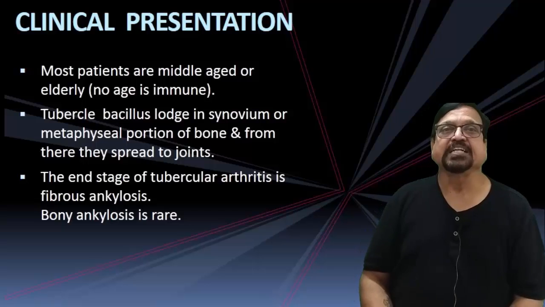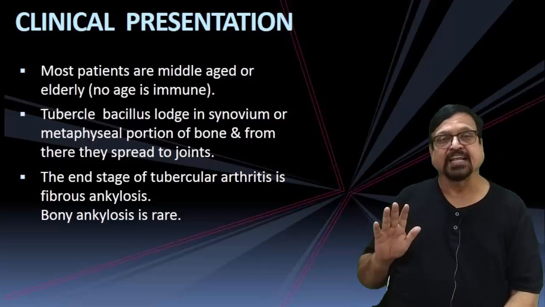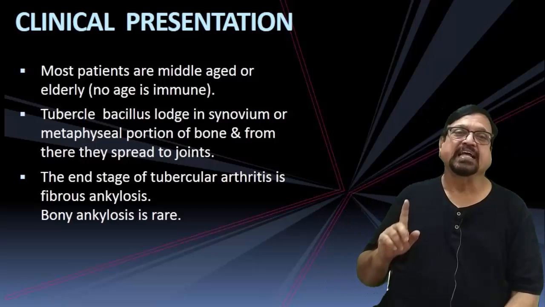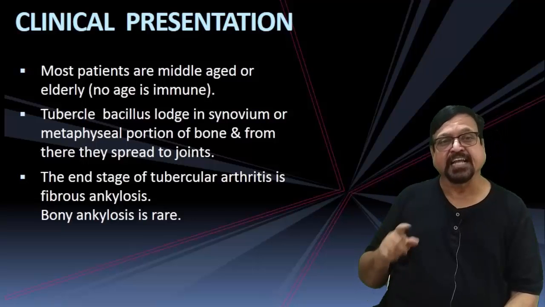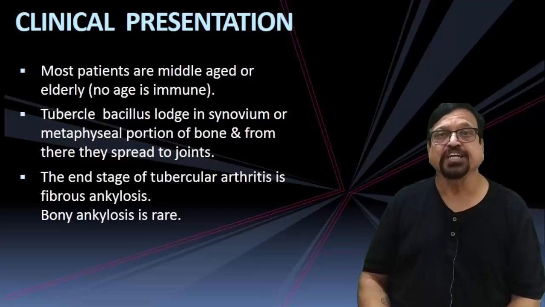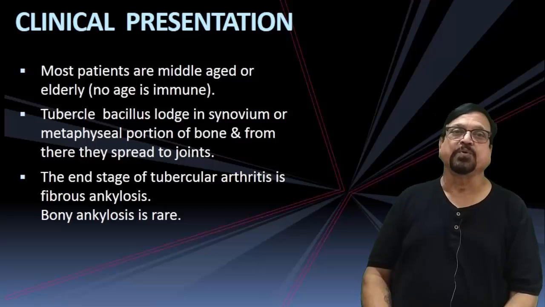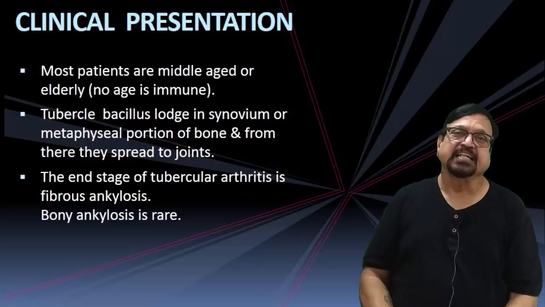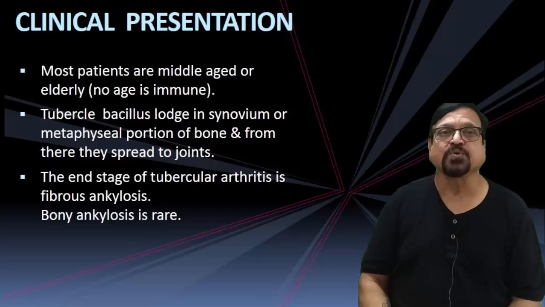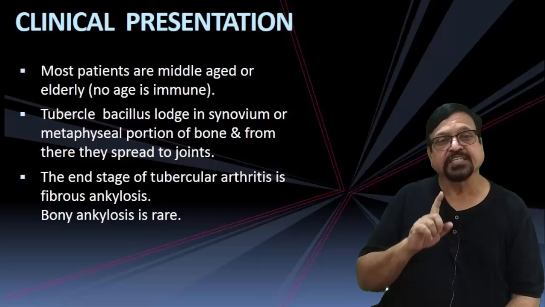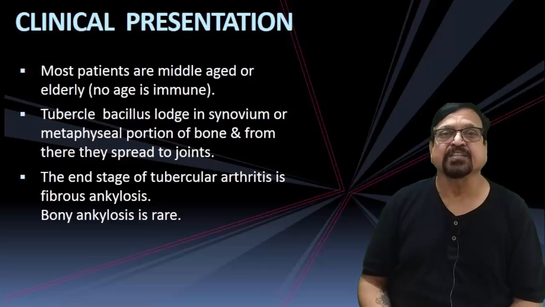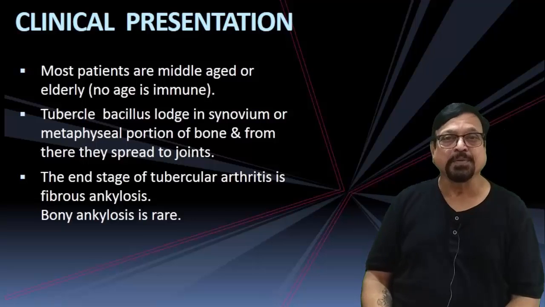Let's come to clinical presentation. Most patients are middle-aged or elderly. So tuberculosis usually affects the middle-aged or elderly. However, it is not rare in children, especially in the hip joint. The hip joint is more commonly affected in children. The tubercular bacilli lodge in the synovial or epiphyseal portion of the bone, and from there they spread to the joint. The end stage of tubercular arthritis is fibrous ankylosis. Please note, bony ankylosis is not a feature of tubercular arthritis, and it is very uncommon. Though it can be there, it will not be a common feature.